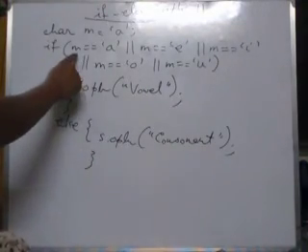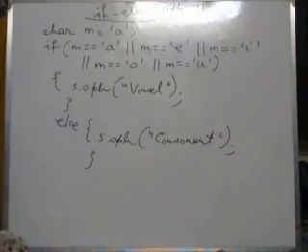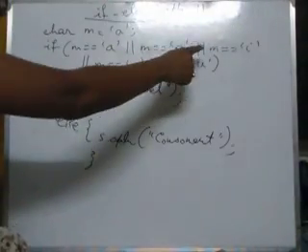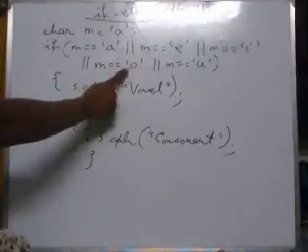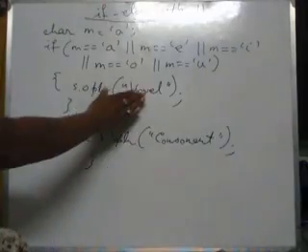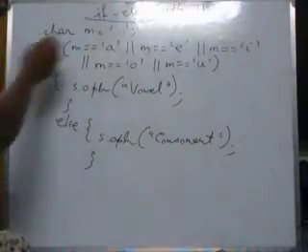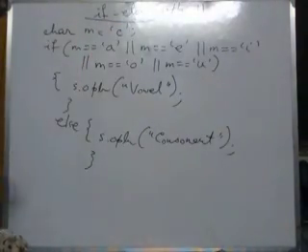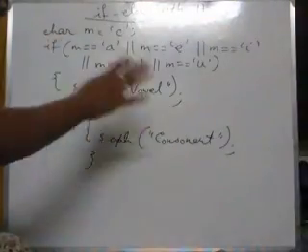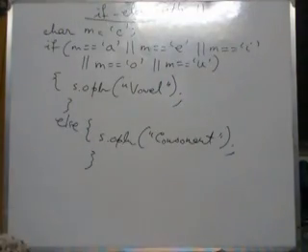So the if is checking if the value of M is equal to A, or it can happen that the value of M is equal to E, or M is equal to I, or M is equal to O, or M is equal to U, then it will print System.out.println vowel. Otherwise, suppose I have given here instead of A, suppose C. So C is not a vowel, it is a consonant. That means none of these conditions will match, so it cannot print vowel, so it will come to the else part and it will print consonant for us.